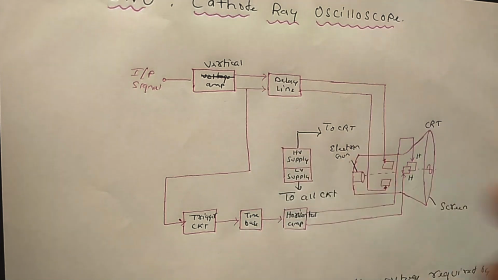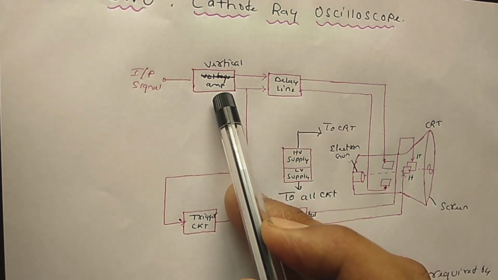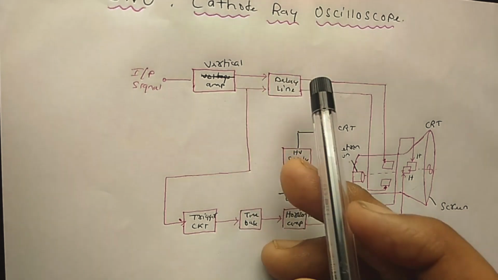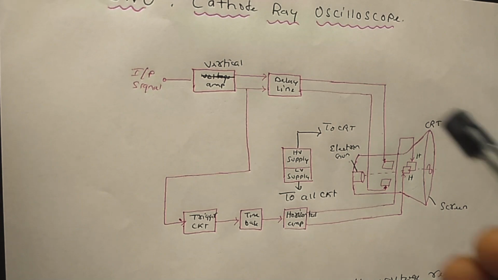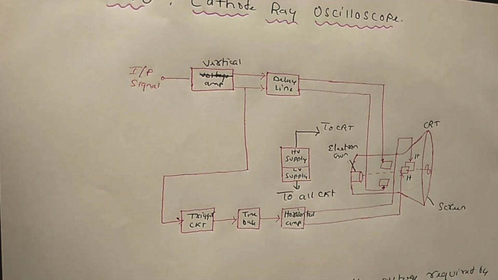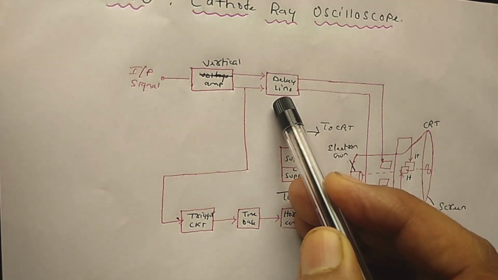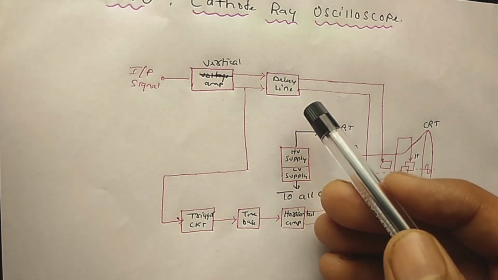Now we go on from the vertical amplifier. So you know the working of the vertical amplifier: it amplifies the input signal. Now what is the delay line? The delay line is used to delay the signal. In the input signal there are lots of leading and lagging edges and faults in the waveform. So with the use of the delay line, we can investigate those leading and lagging edges in the waveform.